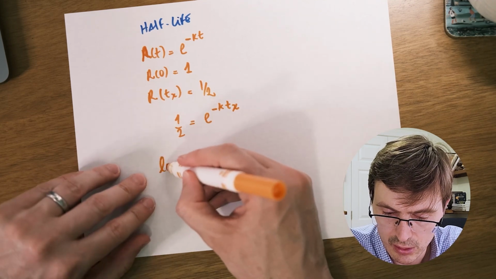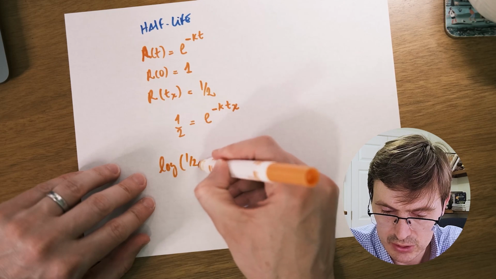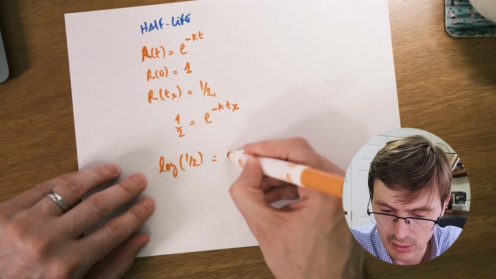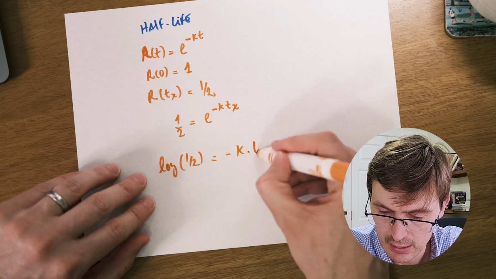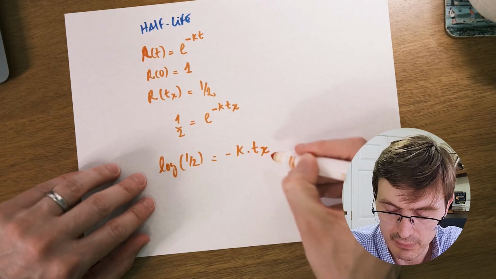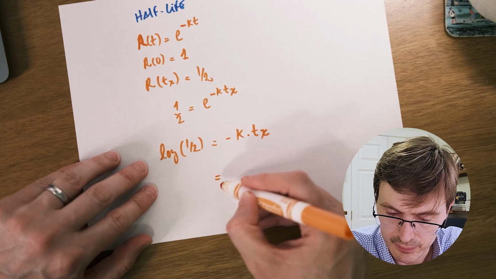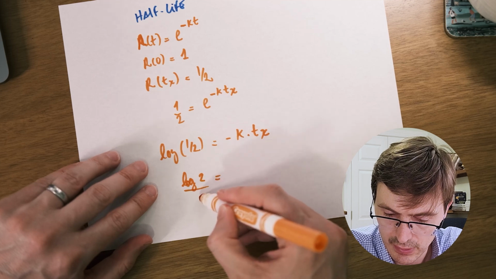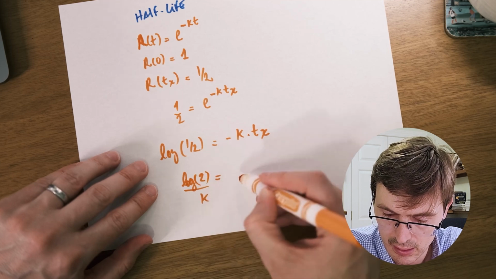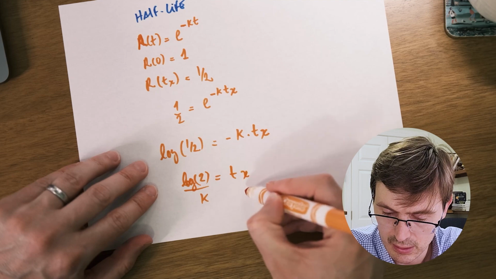So if we take the logarithm on both sides, we have that the log of 1/2 is equal to minus k times the half-life, and this is the same as log 2 divided by k, and that is our half-life.